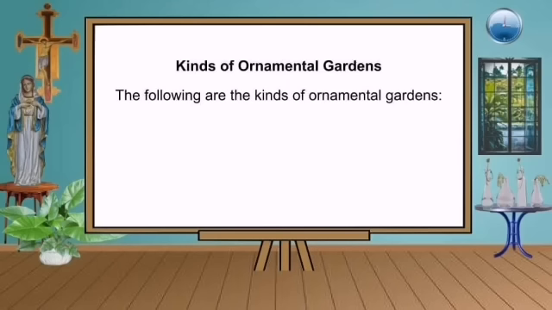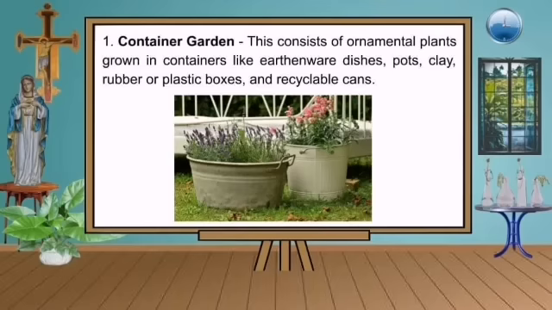There are different kinds of ornamental gardens. The following are the kinds of ornamental gardens. Have you heard the popular dish garden which originated in Japan? On a round or rectangular ceramic dish, a mini garden scenario is created complete with accessories like rocks, stones, moss, small plants, and figurines. This is called the container garden. It consists of ornamental plants grown in containers like earthenwares, dishes, pots, clays, rubber or plastic boxes, and recyclable cans.